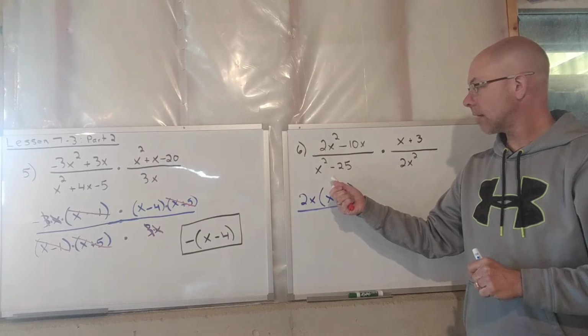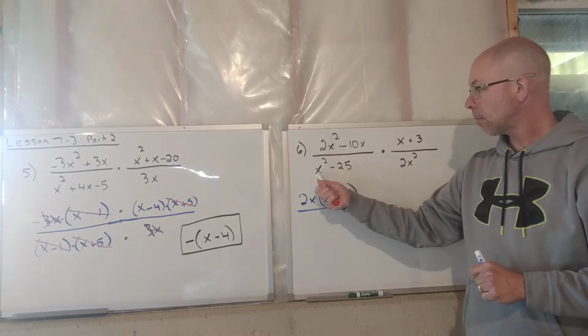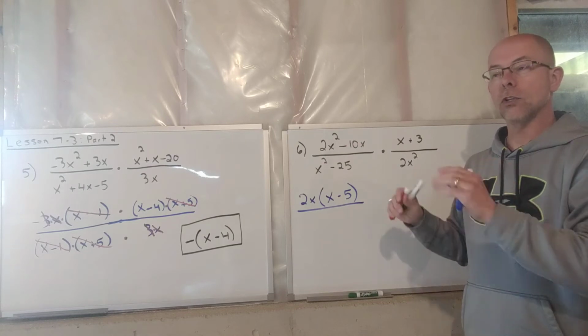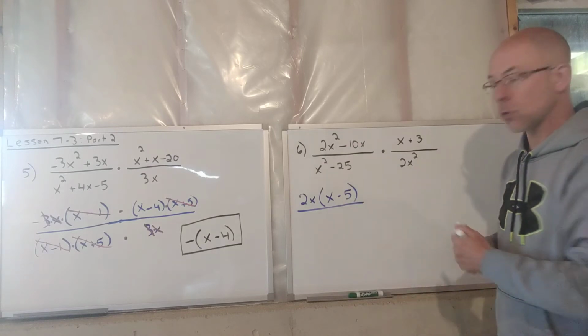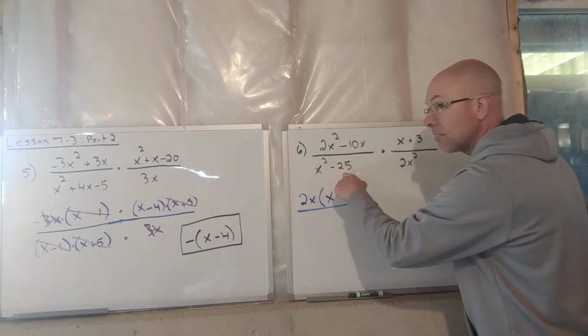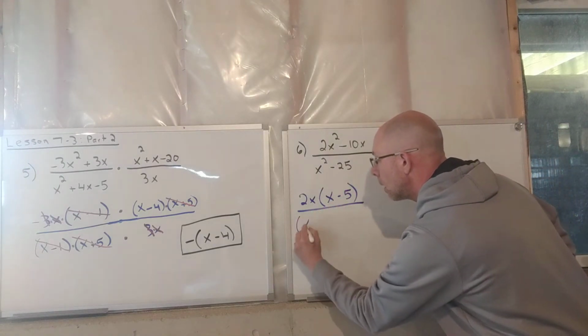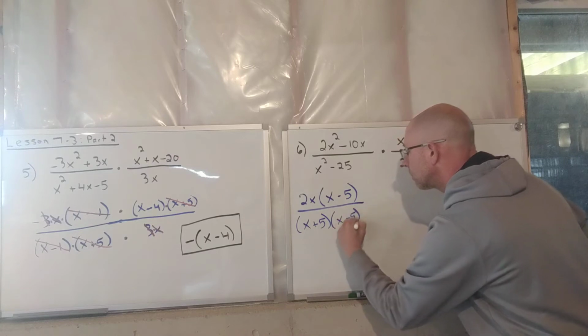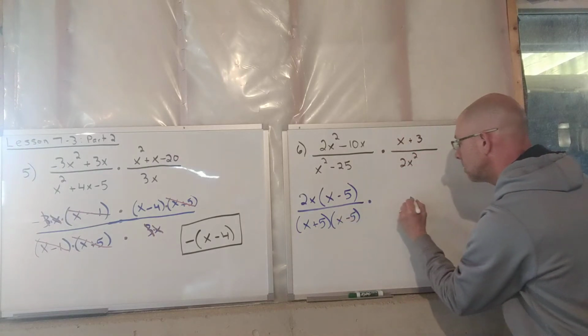No greatest common factor, but it's a subtraction of perfect squares. We talked about that in the first video too. Difference of perfect squares. That's x, that's 5. So we do x plus 5, x minus 5.